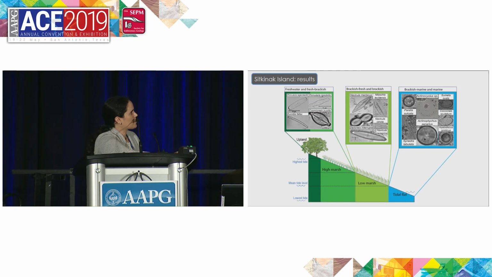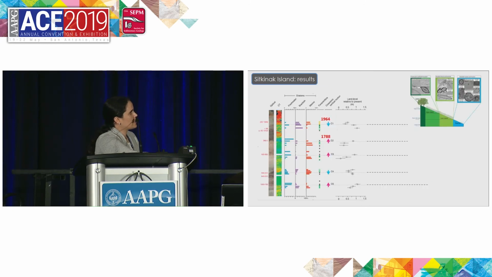So we have our modern diatom data. Across that transect that I showed you before, I went and counted those surface samples. So here's our distinctive tidal flat assemblage at Sitkinak, brackish, fresh and brackish, and our freshwater and fresh brackish. So I have an idea of what diatoms like to live in certain environments today. And then I can take that information down core and count those samples across those contacts of interest, which we've highlighted here, contact 1 through 5, and see how those diatoms are changing.